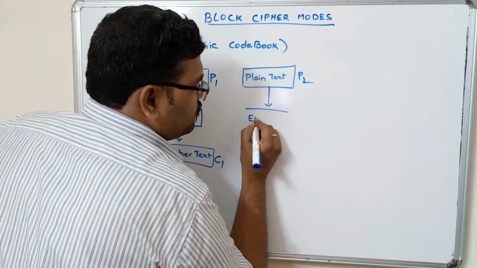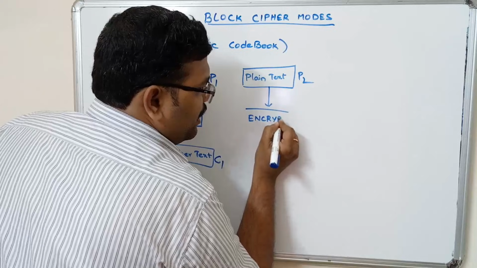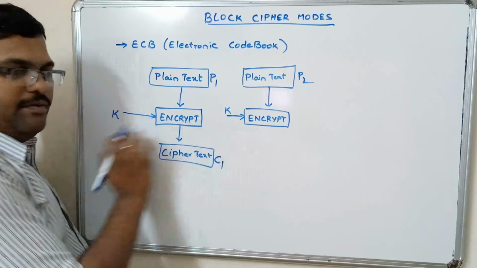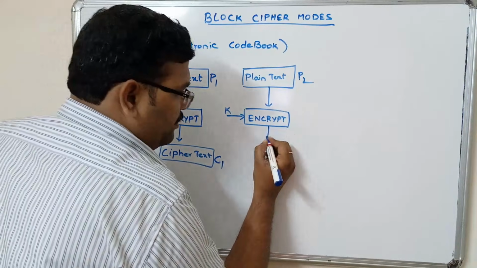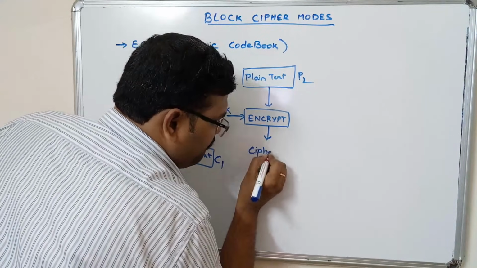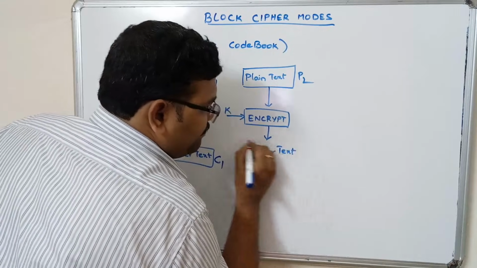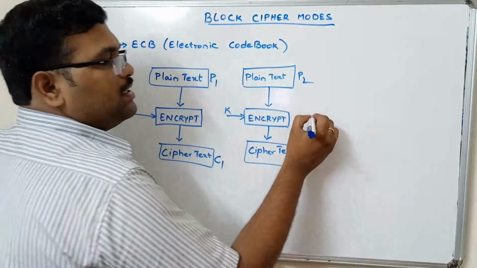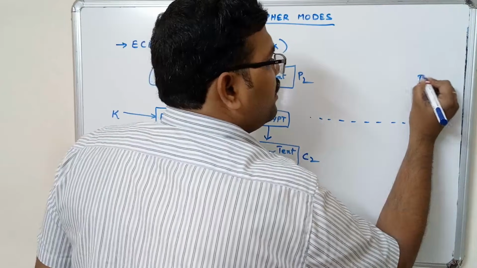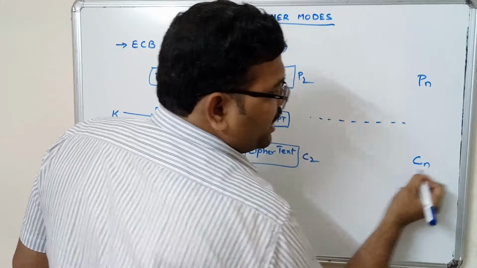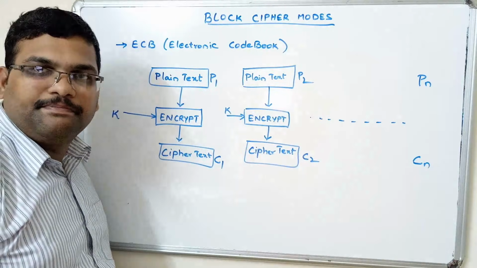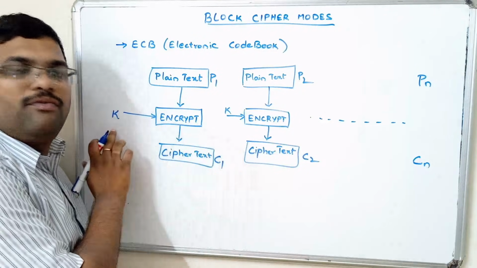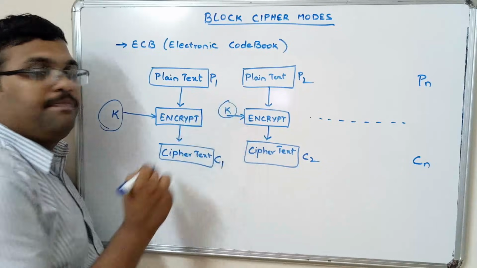Again, apply the encryption algorithm by using the same secret key, and then we will get the ciphertext of the second block, which we call C2. This process will continue until the plain text block Pn, and we will get the ciphertext block Cn. The same process will be continued. In every block we are going to use the same key.